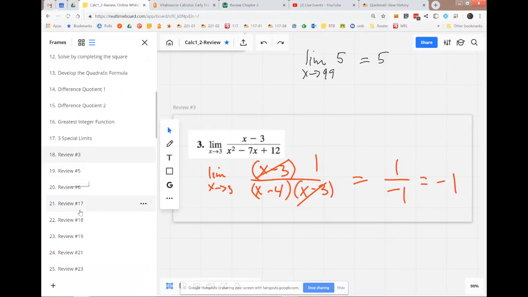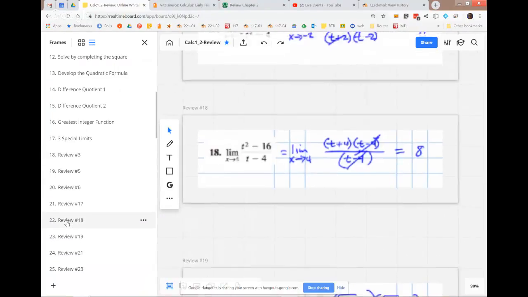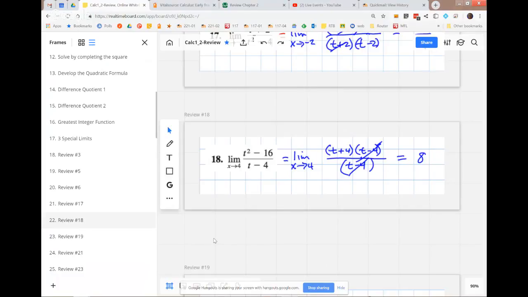I'll just take some that I have. Here's number 18. What's the limit of that as x approaches 4? Well, again, it's a factoring problem. When you can cancel the t minus 4's, all you have left is the limit as x approaches 4 of t plus 4, and that's a whole addition problem.